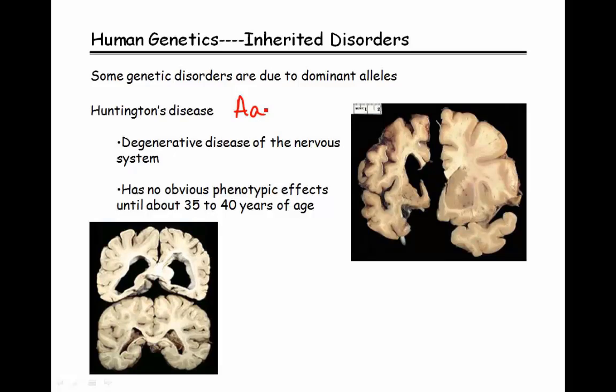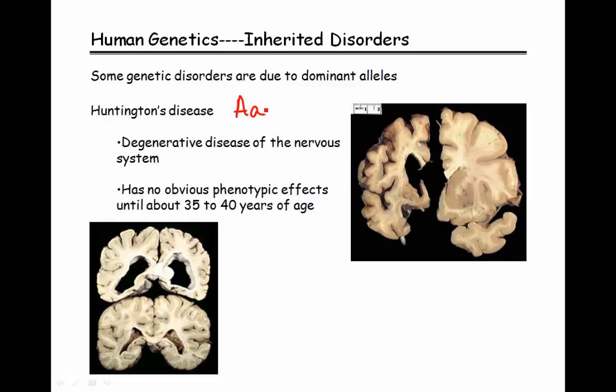This particular disease does not have any obvious phenotypic effects until the individual is about 35 to 40 years old. So they are very normal until they're 35 or 40, at which point they start to have some symptoms appear. Sometimes it is a very quick onset and fast death. Sometimes it is very slow and drawn out. However, if you were at risk of having Huntington's disease, because it is a dominant disorder, you would know if you were at risk. As we said before, dominant disorders cannot skip generations.